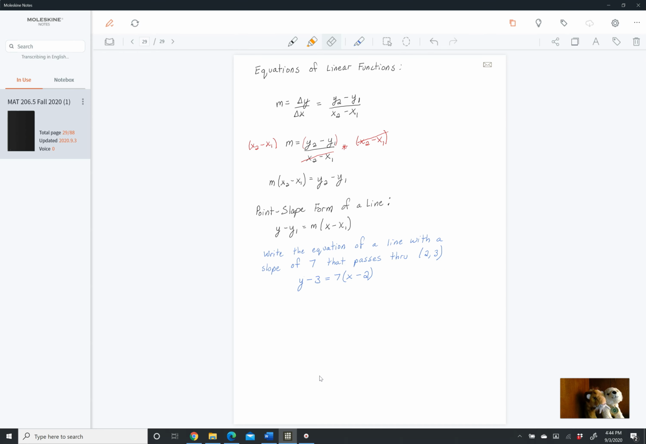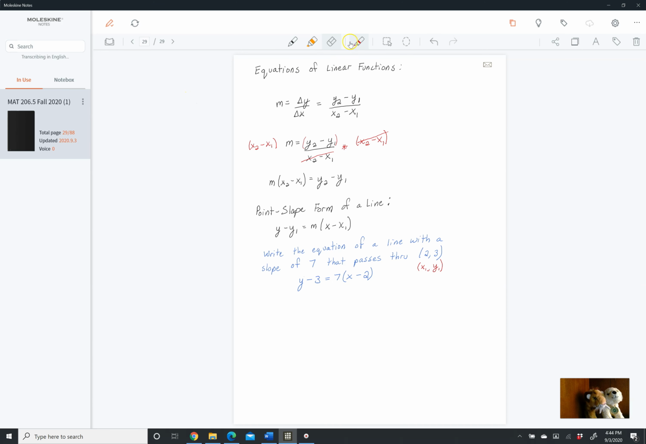Okay, so this (2, 3) is the same thing as x1, y1. Okay, that's our point. So it's a plug and chug. We take the y value from our point, we take the x value from our point, and then we have the slope.